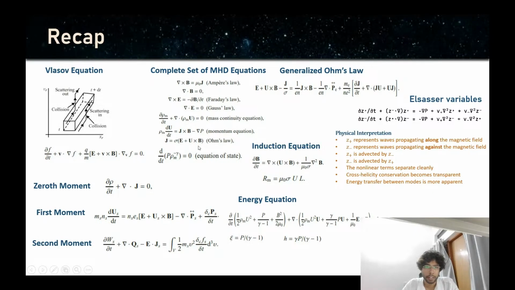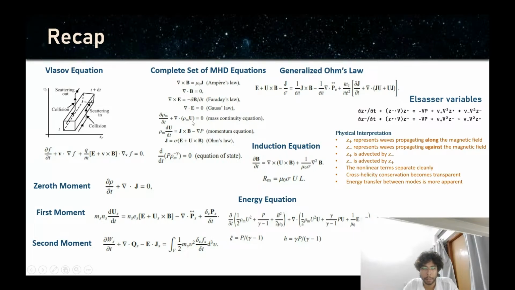As we have studied, this energy equation is generally decoupled, so we don't include that here, and instead we use Ohm's law, which is J equals sigma (E plus V cross B), and it is supported by the equation of state. This forms a complete set of MHD equations where you can see that there are 8 equations and 8 variables. Well, there are actually more than 8 equations because these are vector equations.